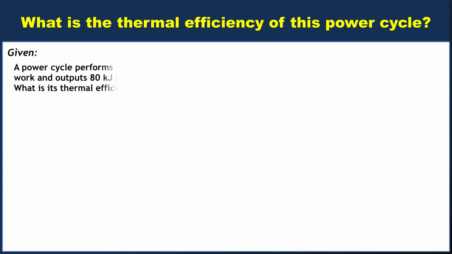Let's say that we're given that a power cycle performs 100 kilojoules of work and outputs 80 kilojoules of heat. What is its thermal efficiency? And you may expect to be given problems like this where all of the givens are stated in words.